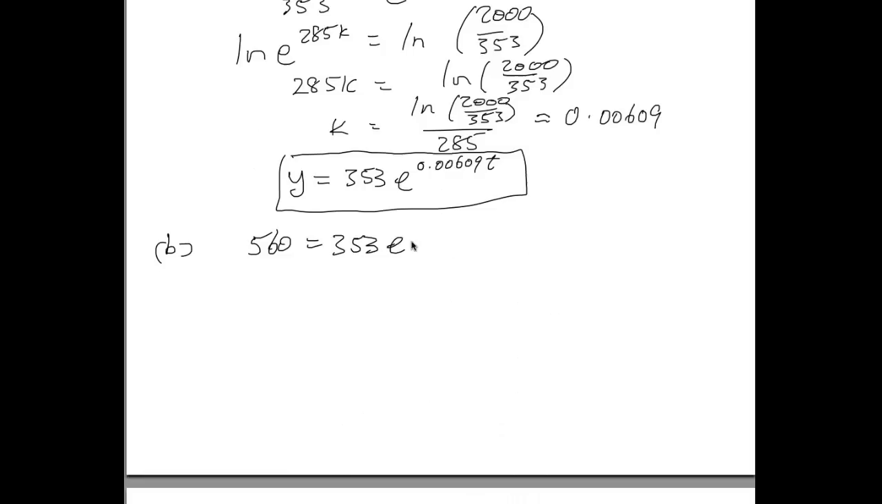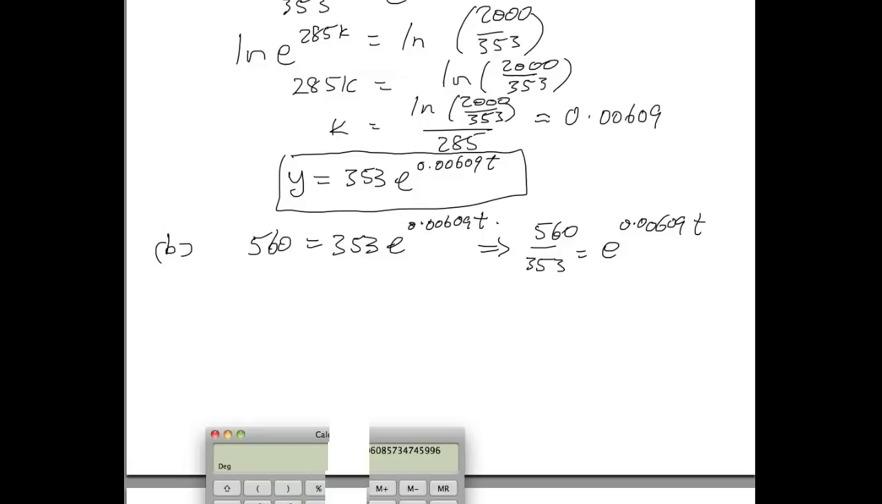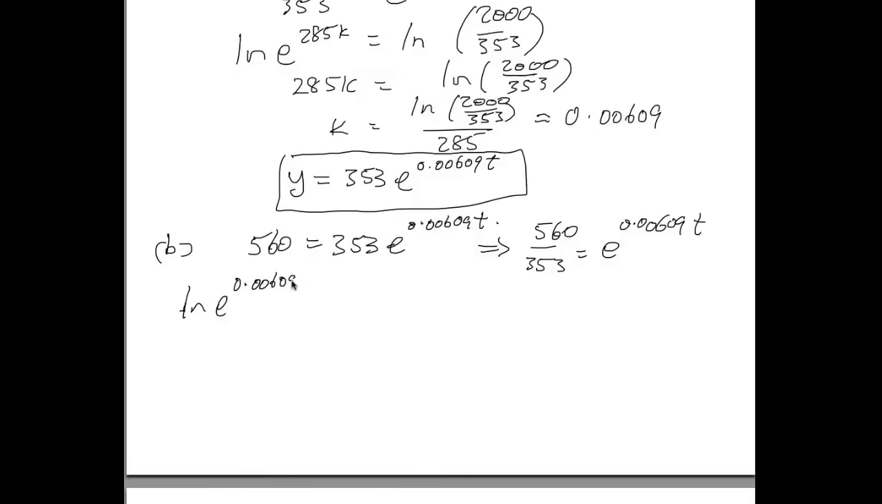0.00609t. This implies, of course, that 560 divided by 353 equals e to the 0.00609t. Right, so we need a calculator now, and well, actually we'll rearrange it first. So let's look at ln of e to the 0.00609t equals the ln of 560 over 353. So this undoes this, so I get 0.00609t equals the ln of 560 over 353.